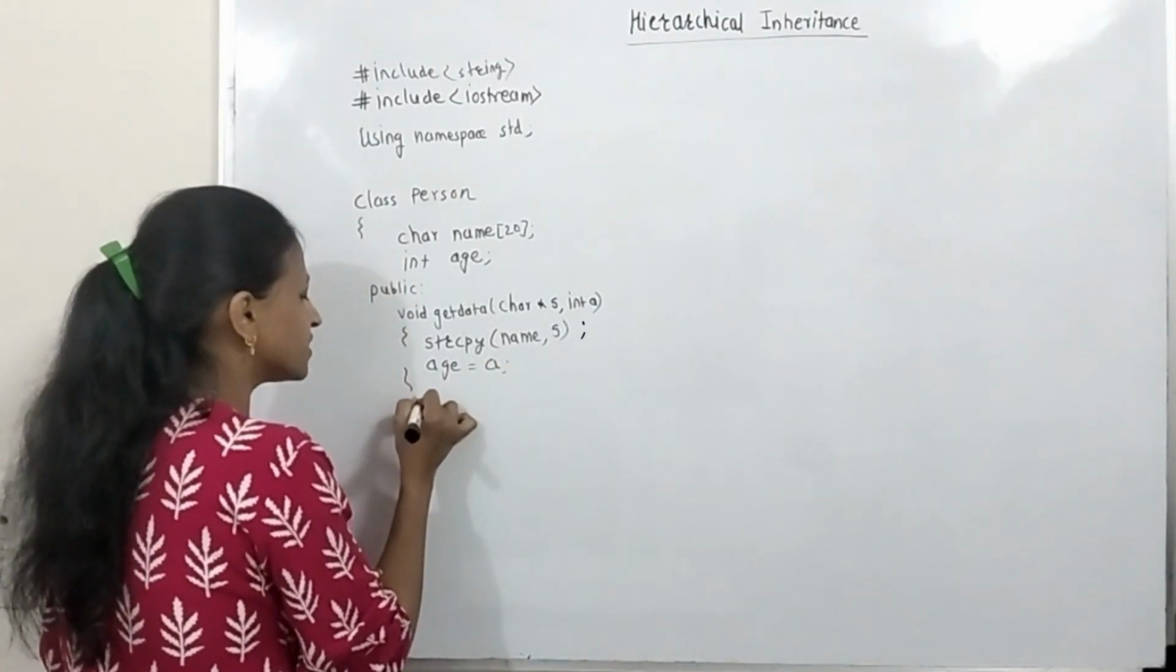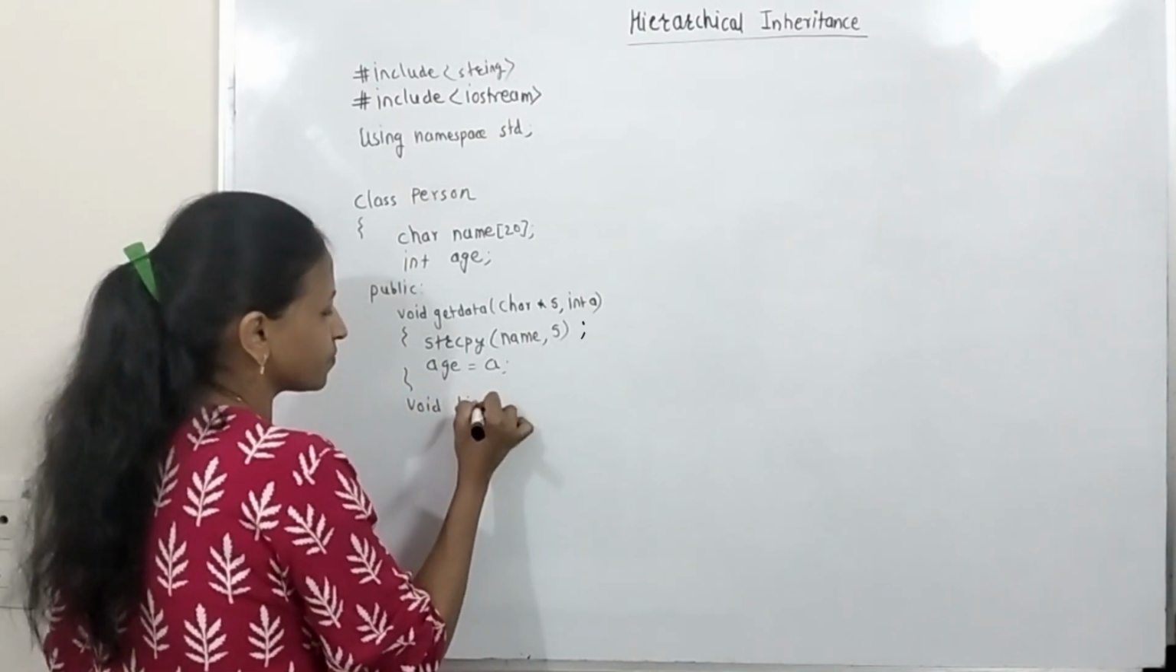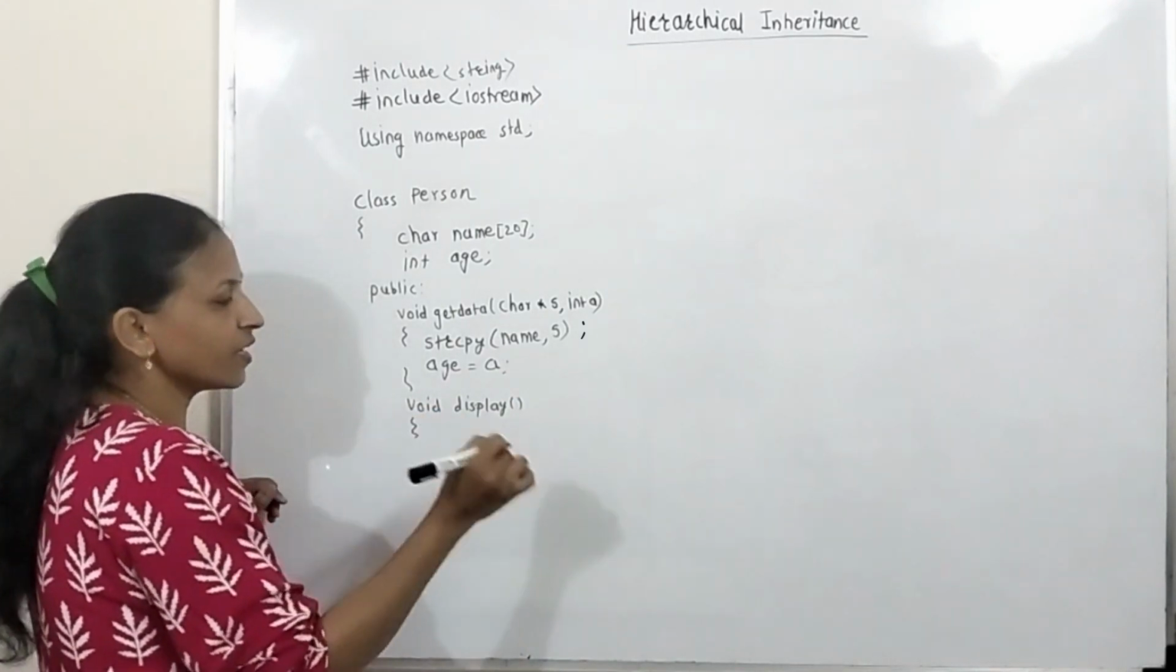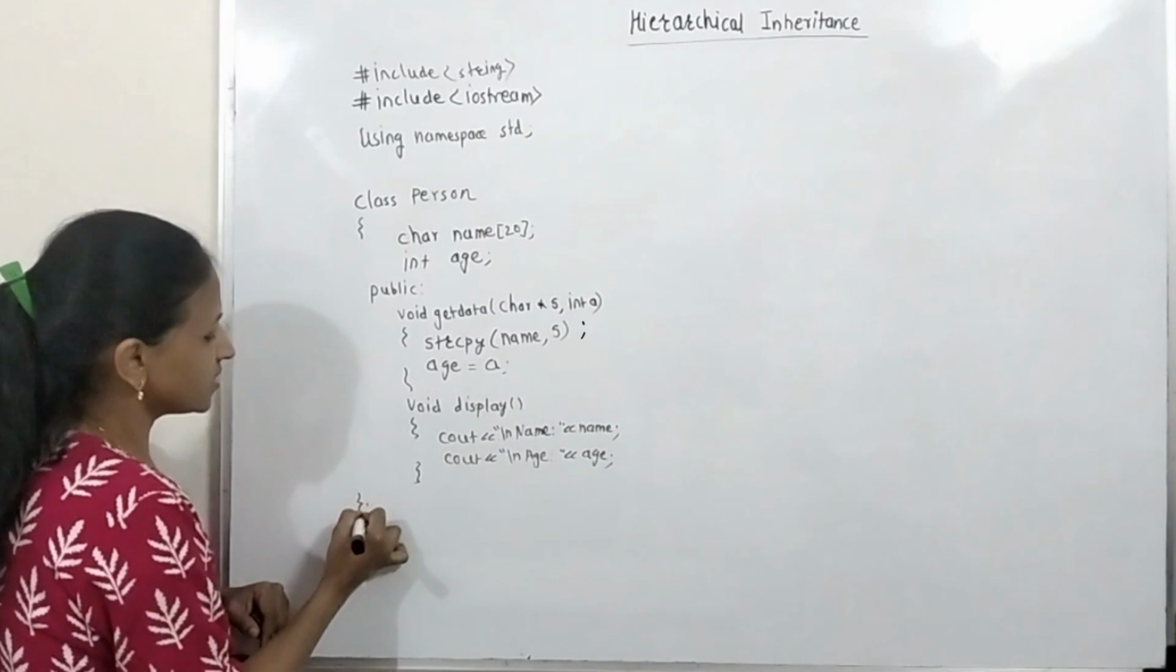Now we have to write display, like void display, or you can write put data also. Here we will just display name and age. That's it. This is only the class person.